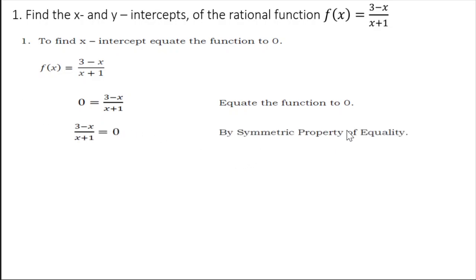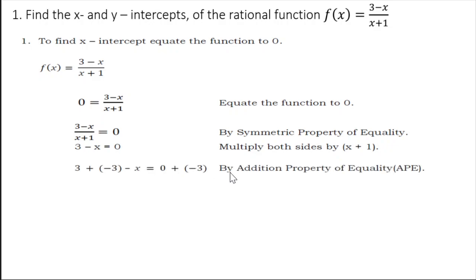Then by the symmetric property of equality, we are going to interchange the values on each side. And then multiply both sides by x plus 1. In our previous lesson in solving rational equations, we have to find the LCD, and the LCD of this equation is x plus 1. So you have to multiply both sides by x plus 1, and we have 3 minus x is equal to 0.